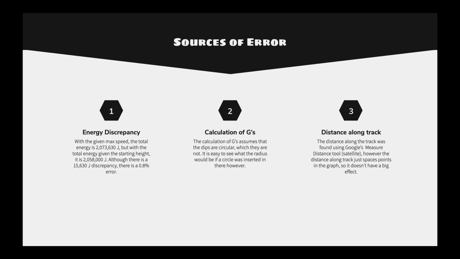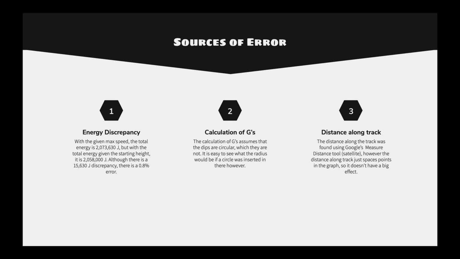And then the second source of error was calculation of the G's, because when the G's that the rider experiences were calculated, we assumed that the dips at the lower points of the roller coaster were circular, but even though it was rounded, it wasn't 100% circular. So that could have caused a little bit of a discrepancy in the G-force calculation.